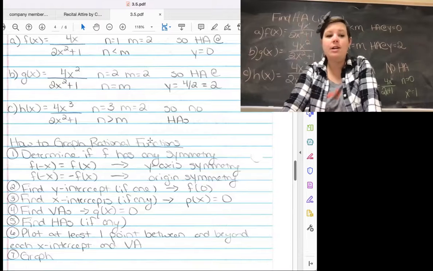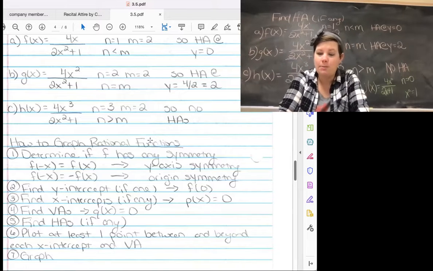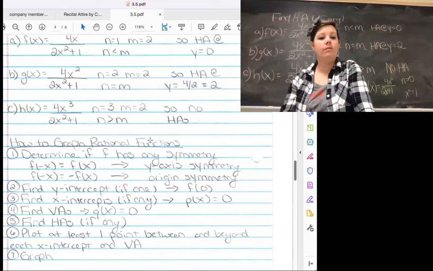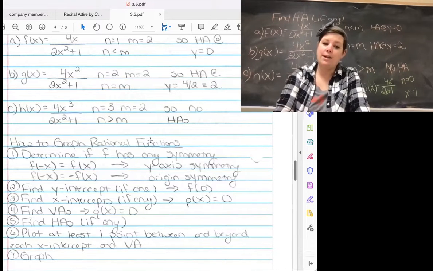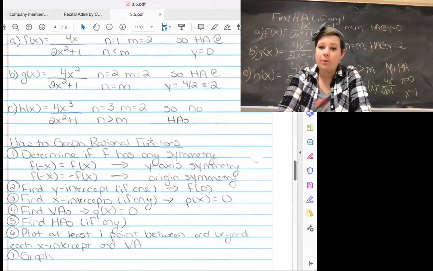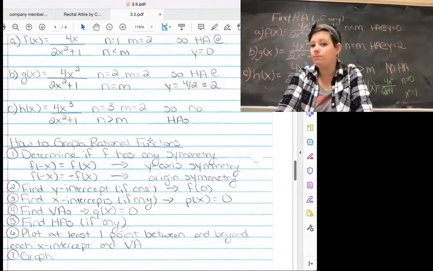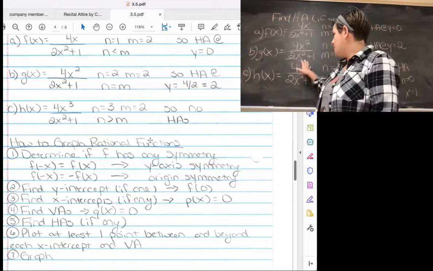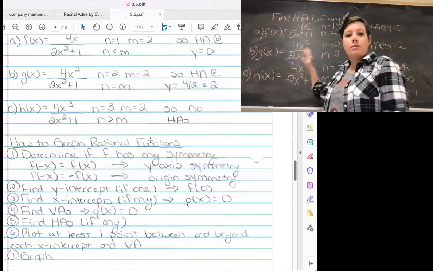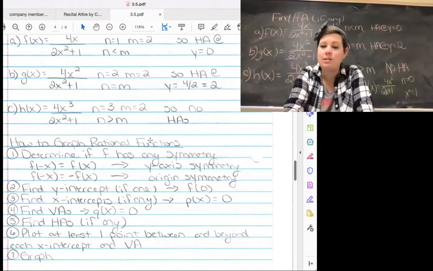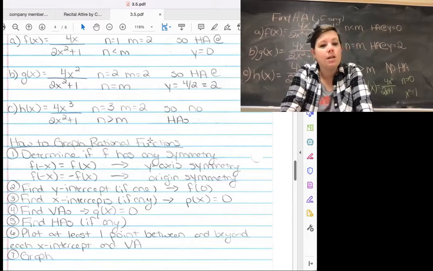After you've done the symmetry, step 2, you're going to find the y-intercept if there is one. And we do that the same way we've done it all year long, where we plug in 0 for our x and we solve. After that, we're going to find our x-intercepts if there are any. And we do that by setting the top equation equal to 0. So that's p of x, because remember, our general form says p of x over q of x. So p of x is your top equation. So we set that equal to 0 and solve, and that tells us if we have any x-intercepts.